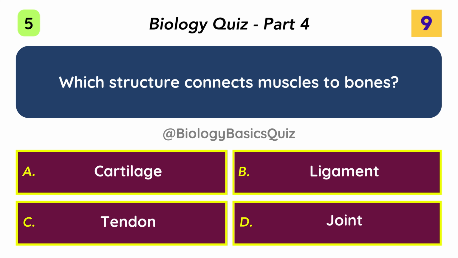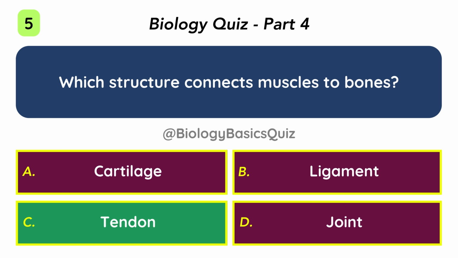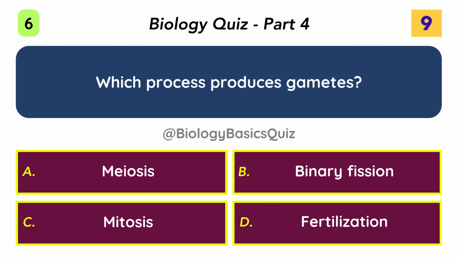Which structure connects muscles to bones? Tendon. Which process produces gametes? Meiosis.